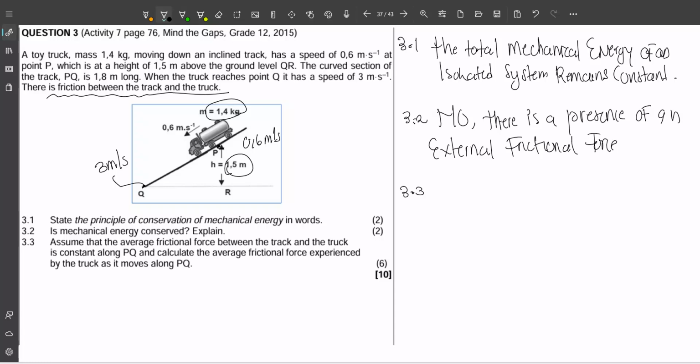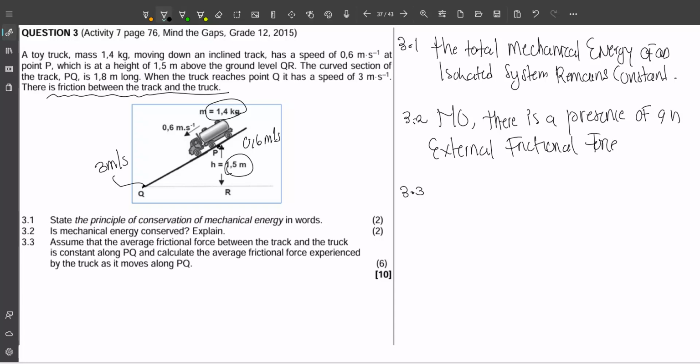Now, for 3.3 we assume that the average frictional force between the track and the truck is constant along PQ, and calculate the average frictional force experienced by the truck as it moves from P to Q. We know that the frictional force is a non-conservative force, so we can use the WNC formula to determine the frictional force.